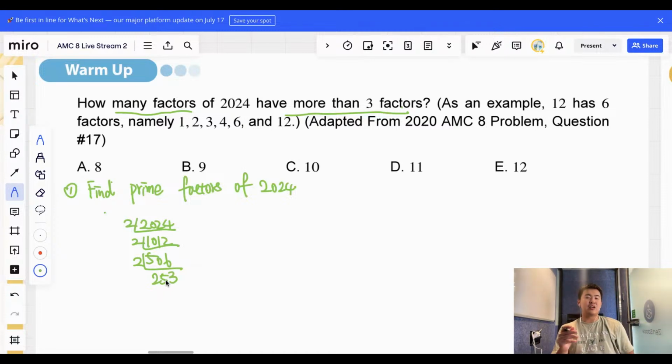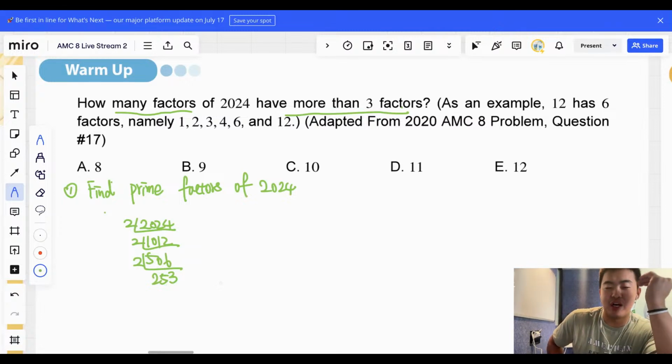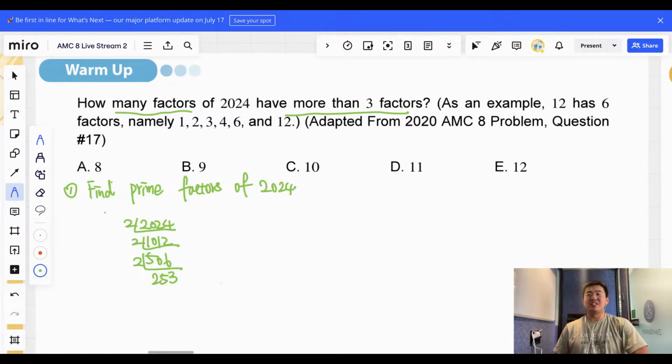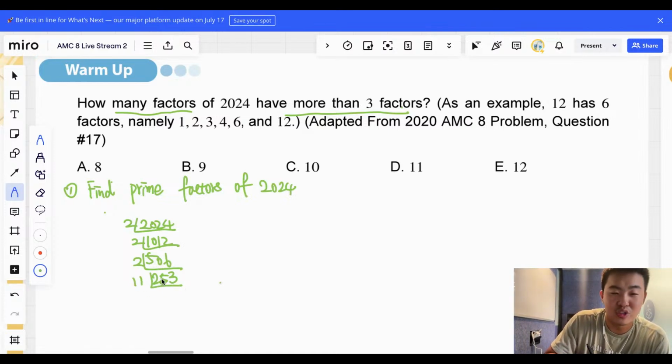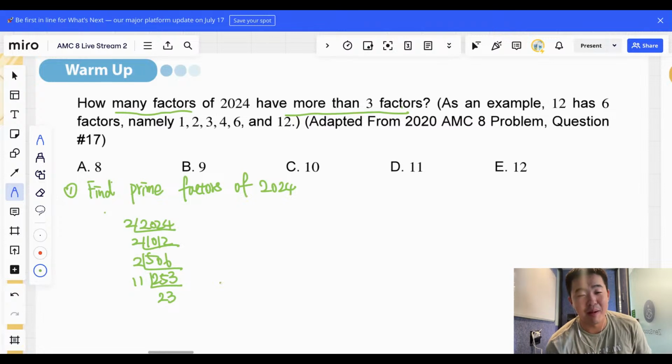253. Take a closer look. Do you think 253 is a prime number? Actually, if you write 253 as 220 plus 33, it is straightforward that it's not prime. They are multiples of 11, so their sum must be a multiple of 11 as well. 253 divided by 11 gives 23, and 23 is a prime number. So we end when we have a prime number.